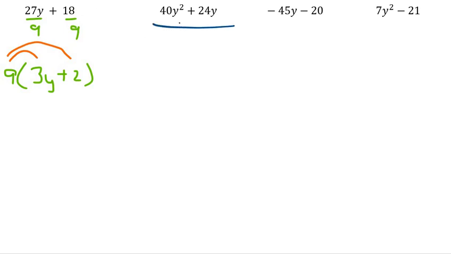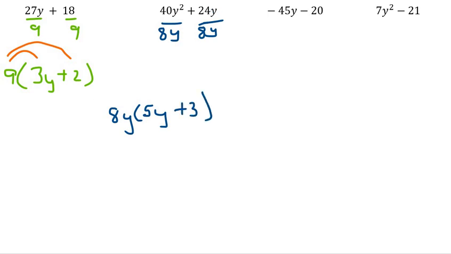Notice in the next one, they both have a y, so we can also factor out a y, and so we can divide both of these terms by y. The biggest number that goes into 40 and 24 would appear to be 8, so we can divide both of these by 8y, and that would be the GCF. So put the GCF out front, 8y, parentheses. 40y squared divided by 8y is 5y, and 24y divided by 8y is just a positive 3. And again, we could go back and multiply this back, and we should come up with the same expression as we first started.